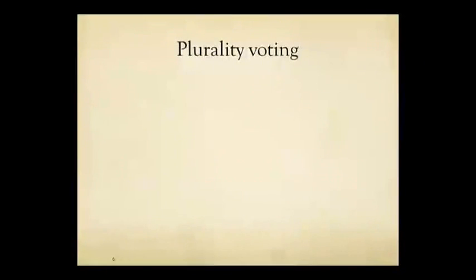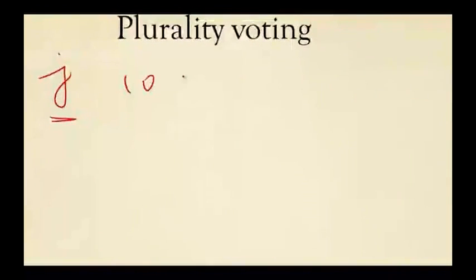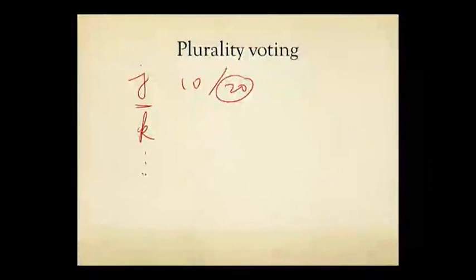Well, the most commonly encountered voting system is perhaps called plurality or majority voting. It simply says the following. I'm going to count the number of voters who put a candidate J in the first position. Look at all the lists and ask, how many put candidate J in the first position? Say 10 out of 20 voters for J, and then what about K? What about the other candidates?